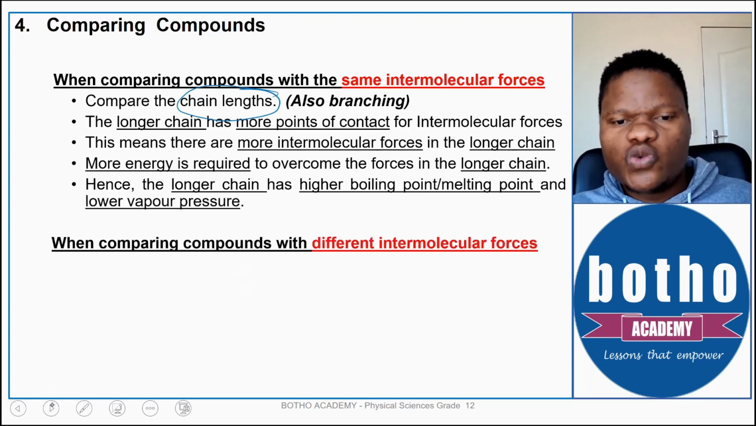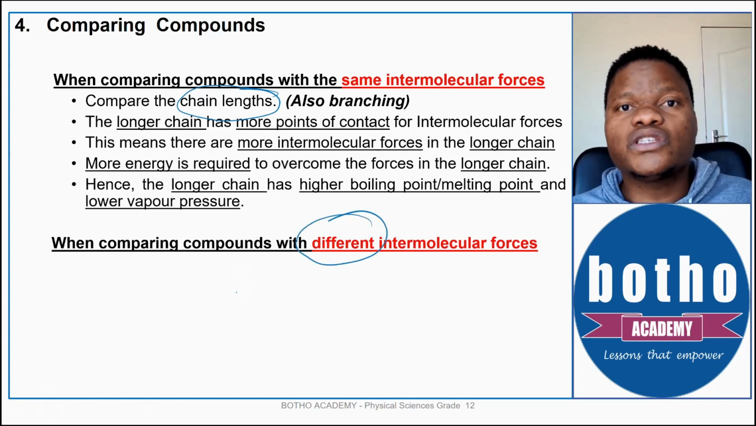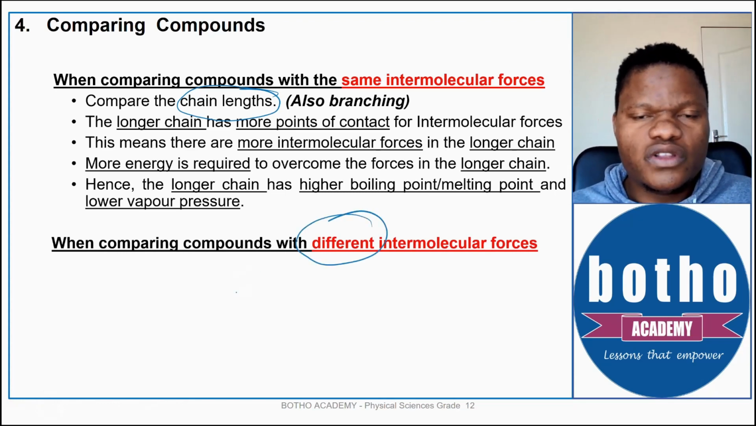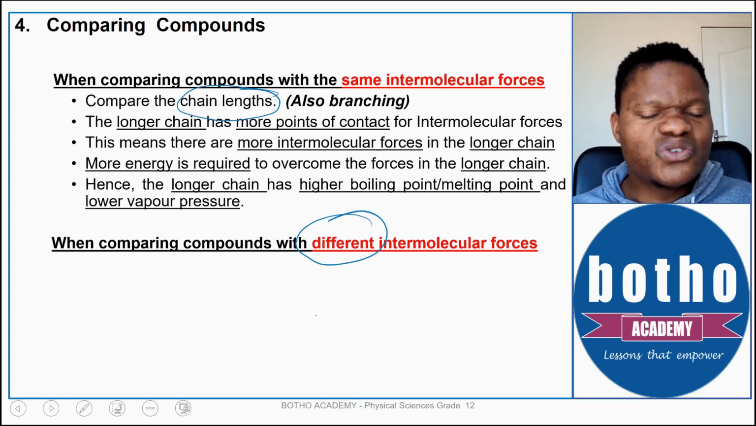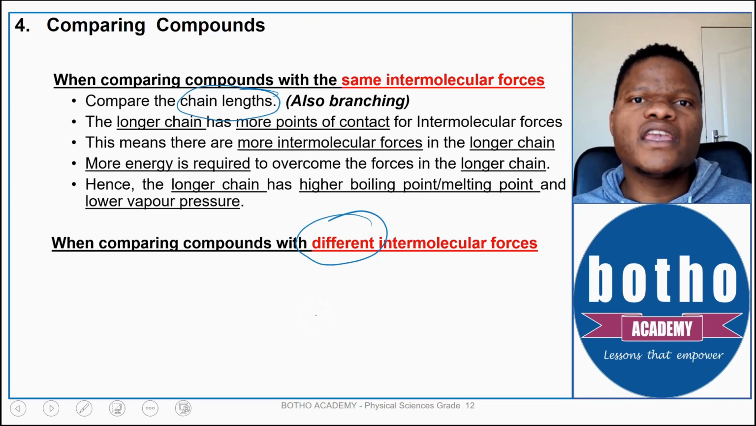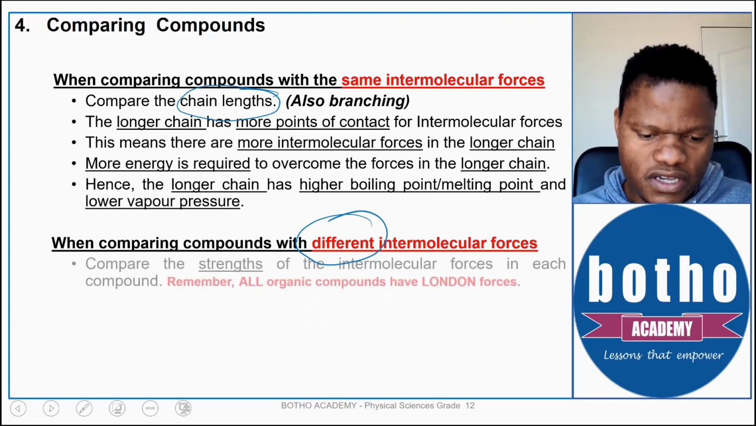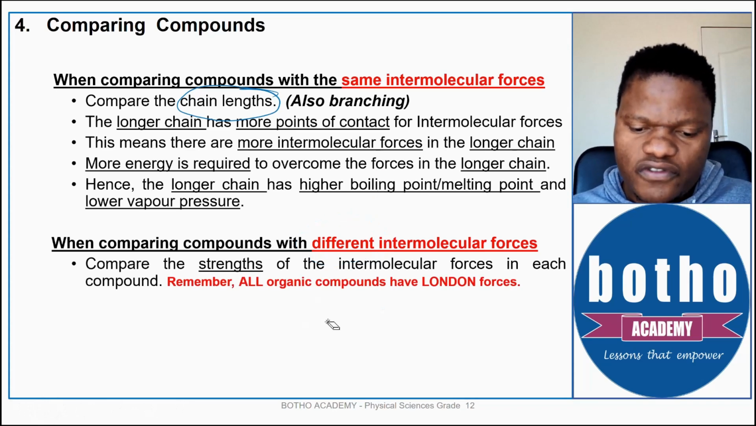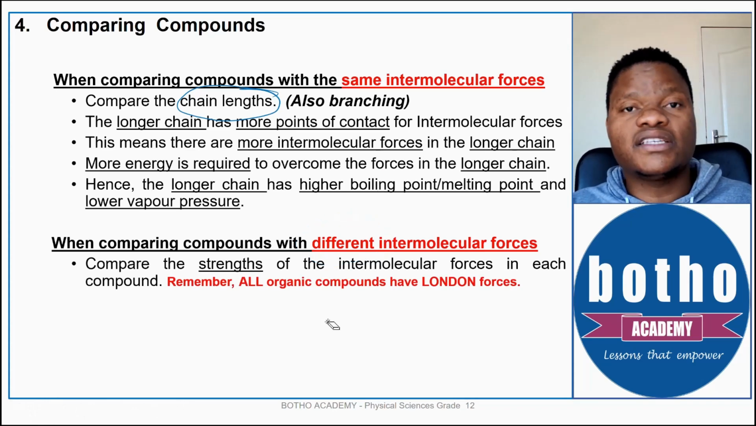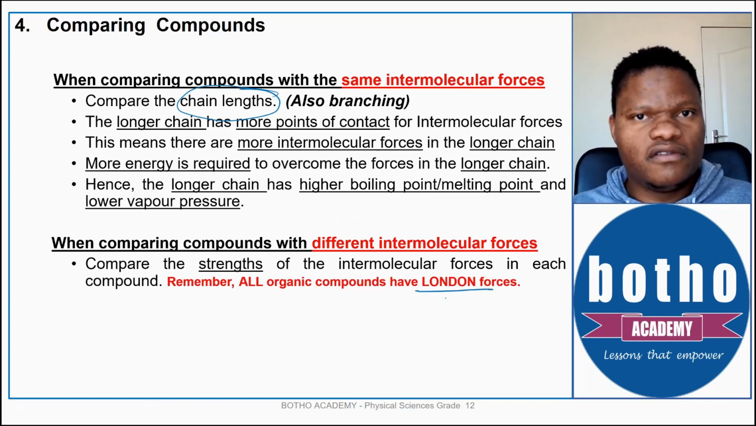Now, what happens when you have compounds with different intermolecular forces? This one is a bit easier to compare, because the different types of intermolecular forces also have different strengths. This is why it is important to know in which homologous series you find each type of intermolecular force, and we've dealt with that in the previous slide. In this case, you compare the strength of the types of intermolecular forces that exist. Please remember, all of them have London forces.